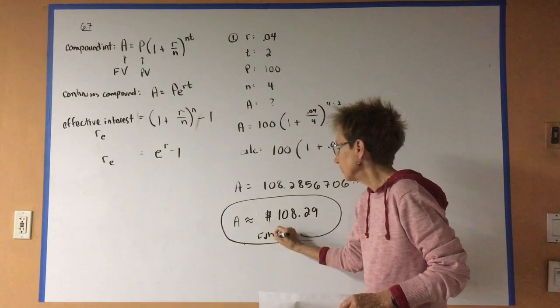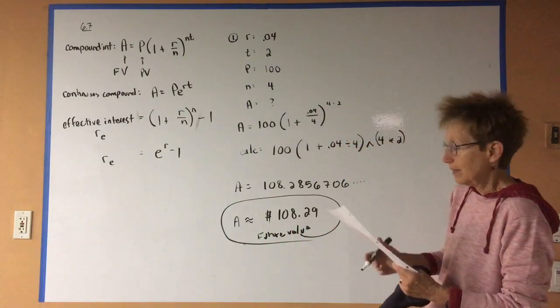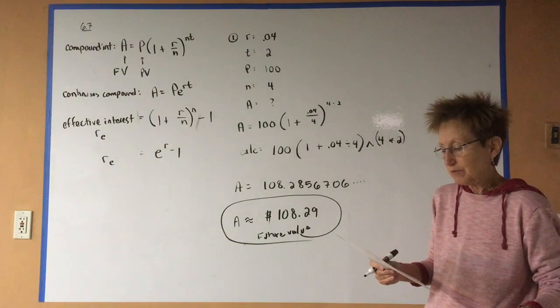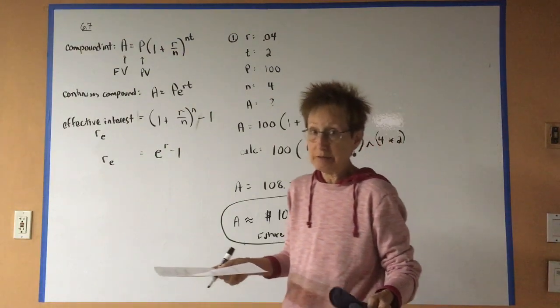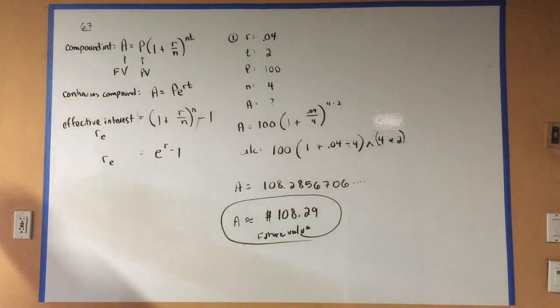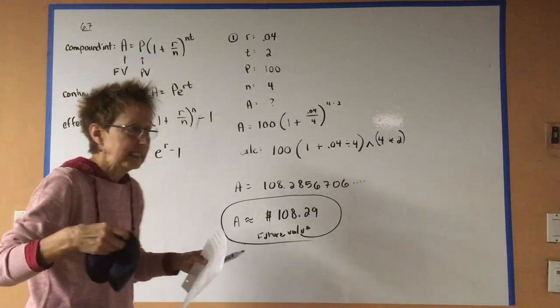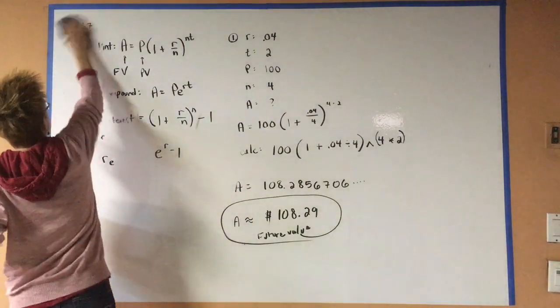So future value. So Joe's $100, 4% compounded quarterly for 2 years. After 2 years, he's going to have $108.29. Hardly worth it. So there's that first one, figuring out what formula to use and then getting it in your calculator properly.